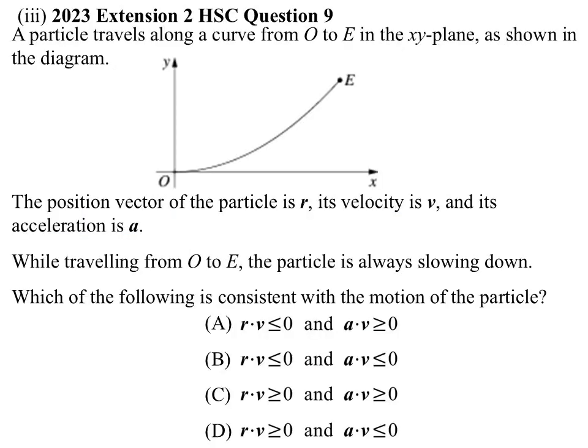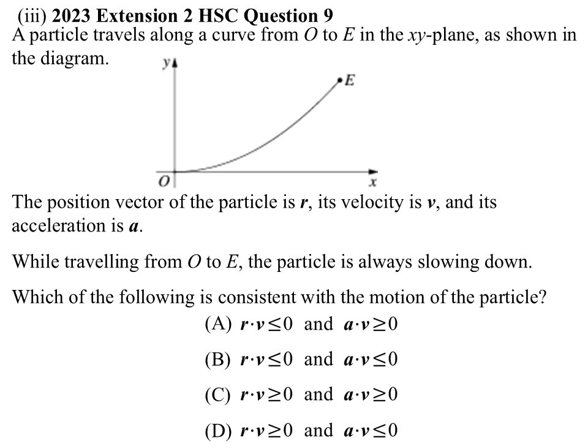Okay. This was an interesting little question. It actually came from an Extension 2 paper, but it's still using the same ideas. Particles travelling along that curve there, O to E. We're just simply told the position vector is r, and they're using the bold r to represent a vector in this case. Its velocity is v, its acceleration is a. Which of the following, so it was a multiple choice question, is consistent with the motion of the particle?